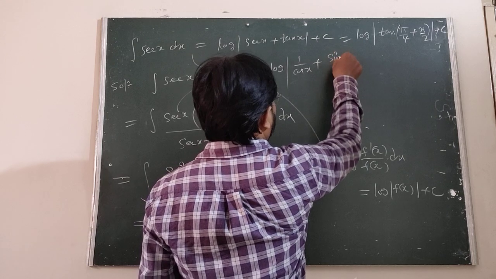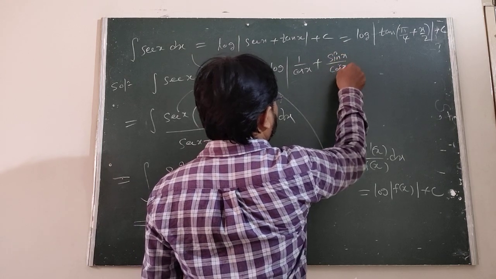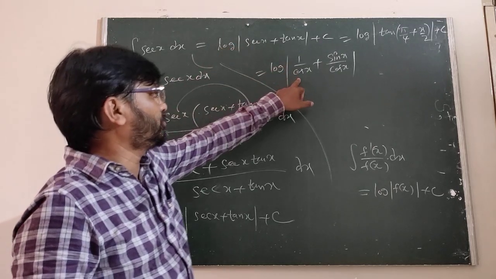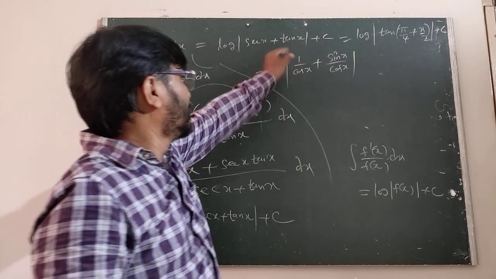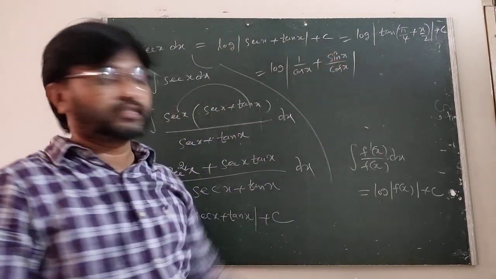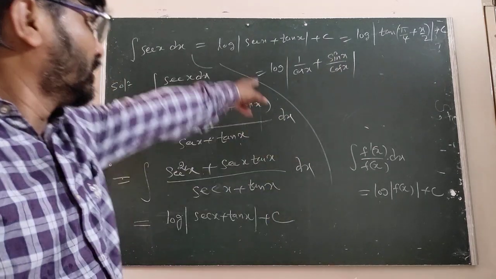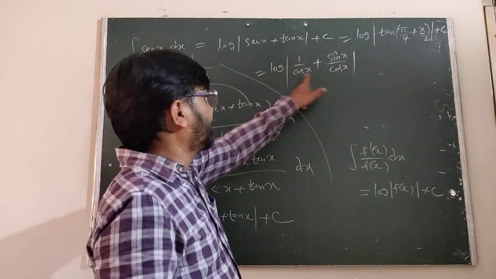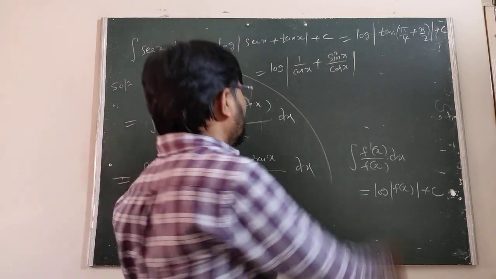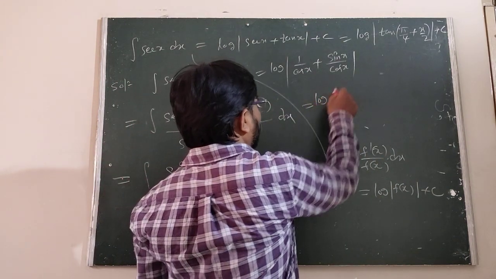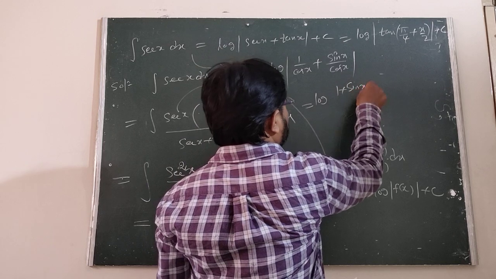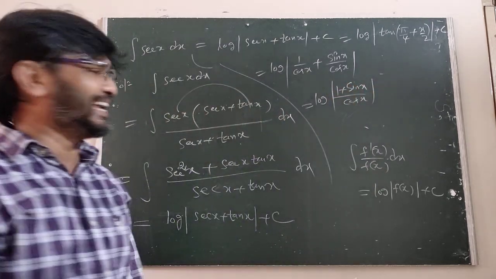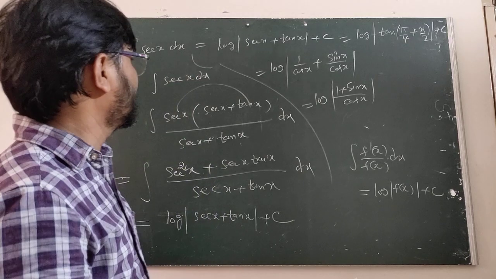Tan x is the sin x by cos x. Is it clear? The secant is the reciprocal of cos, that is 1 by cos x. Tan x is sin x by cos x. We are looking, the denominators are equal. Now we are taking the LCM, which is cos x. Therefore, log of (1 plus sin x) whole by cos x.